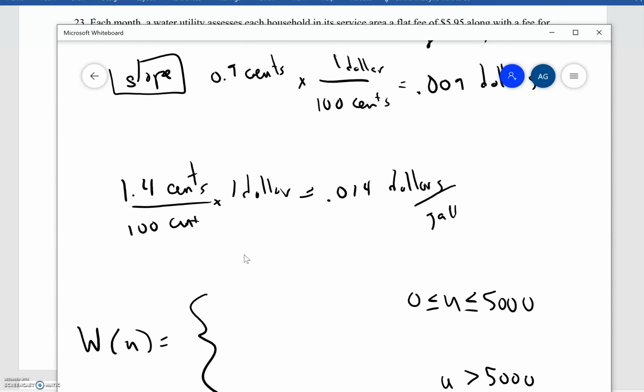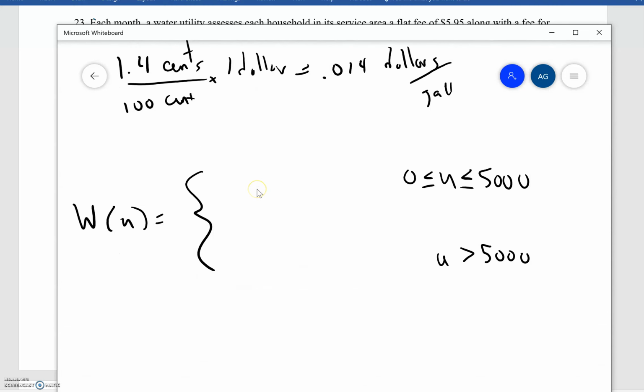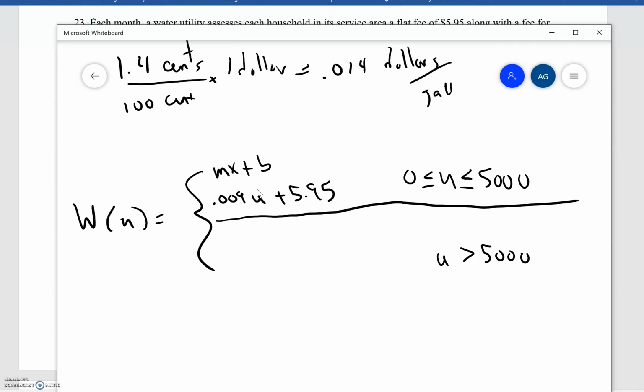So mx plus b, so that's 0.009 u plus 5.95. That's piece 1. Now for piece 2, I'm going to have to use this because I don't know the y-intercept for piece 2. Now I do know the slope. The slope is 0.014.